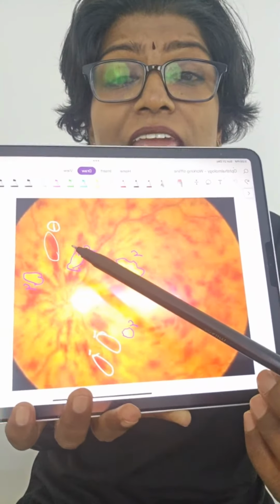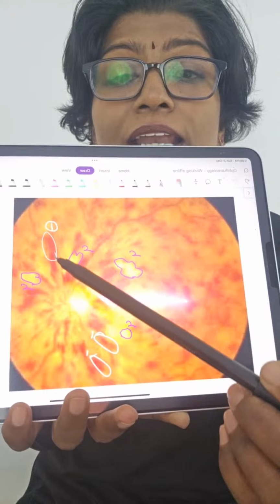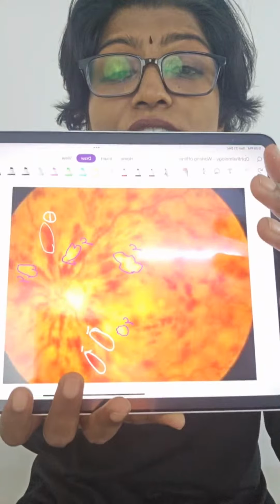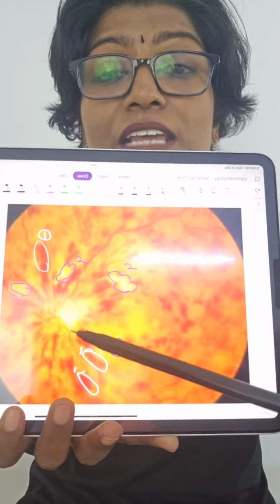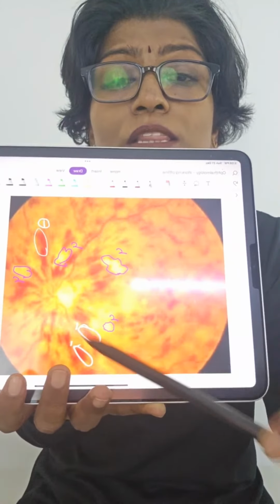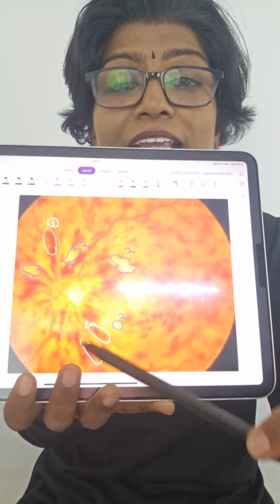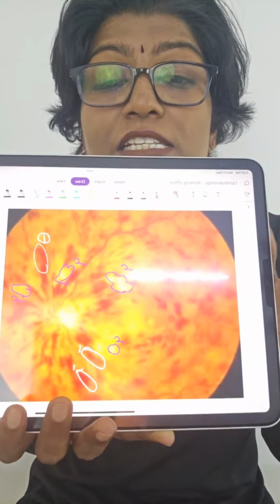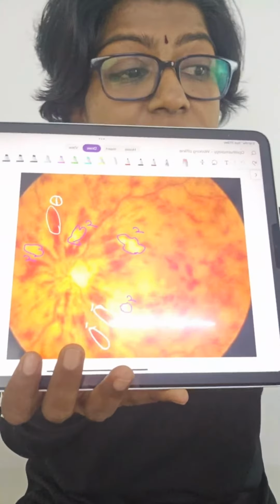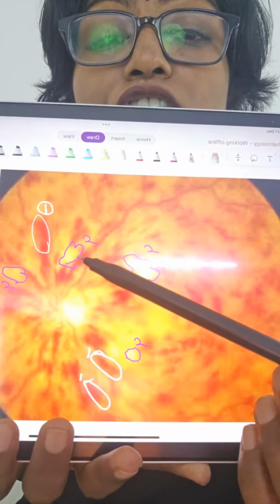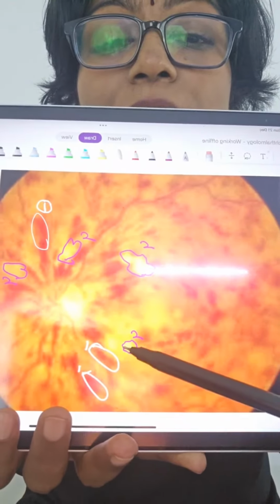Now, very, very characteristic is this one that I've marked as number 1. So you can see these hemorrhages. Can you see these flame-shaped hemorrhages? So these flame-shaped hemorrhages are there all over on all the 4 quadrants. So if I divide this fundus into 4, I see them on all the 4 quadrants. The splashed tomato, as if you splash tomato on this fundus, on this retina.